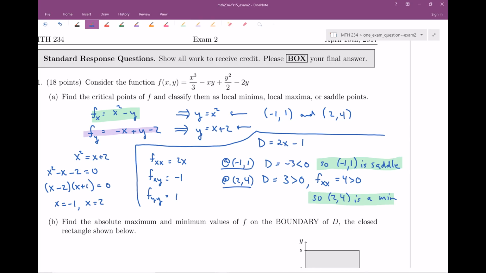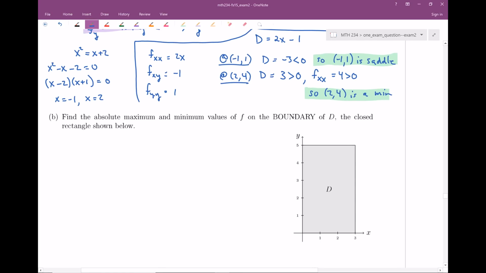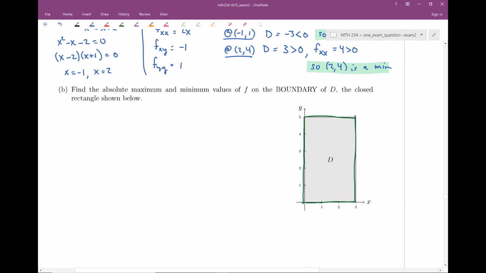All right, now B, we want to find the absolute max and minimum, not for the interior, right? We're just interested in the boundary. So we're going to go ahead and split this up. The boundary consists of 4 pieces. It looks like we have a left-hand side, a top, a right-hand side, and a bottom. So I'm going to consider each one of these pieces and figure out where the maximum and minimums are for each one of these, and then that'll tell me what the maximum and minimum is on the overall thing.